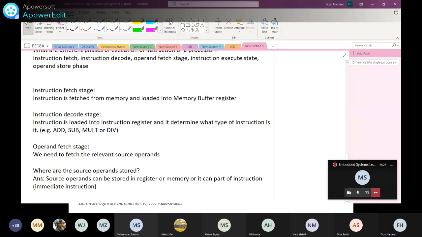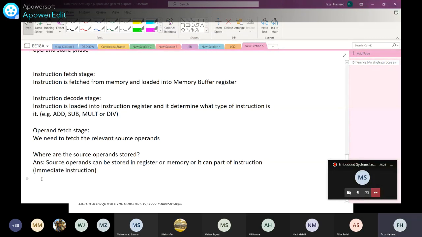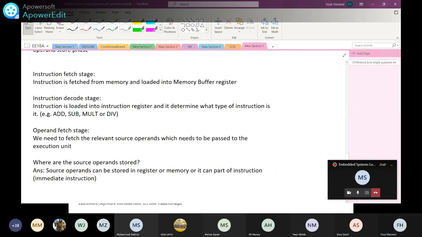In the operand fetch state, we need to fetch the real source operands, and we need to pass these source operands to the execution unit, am I right or not? And the execution unit mainly consists of the ALU. What does ALU stand for?